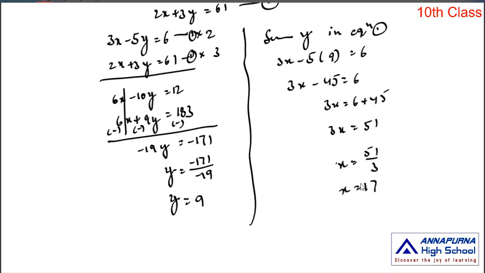So what is x? The length of the original rectangle is 17 units and the breadth of the original rectangle is 9 units. This is exercise 3.5. Remaining sums we will continue in the next video. In the next video we will start the new exercise.